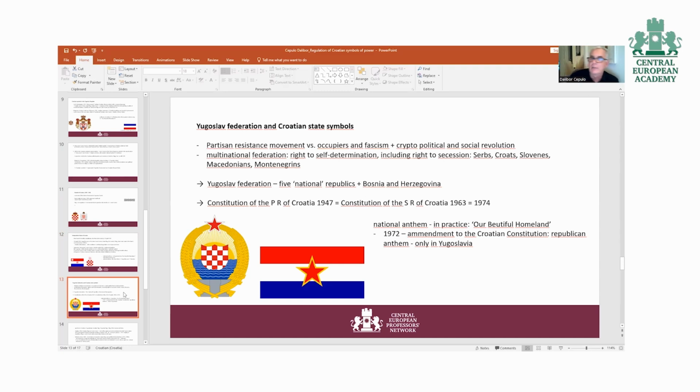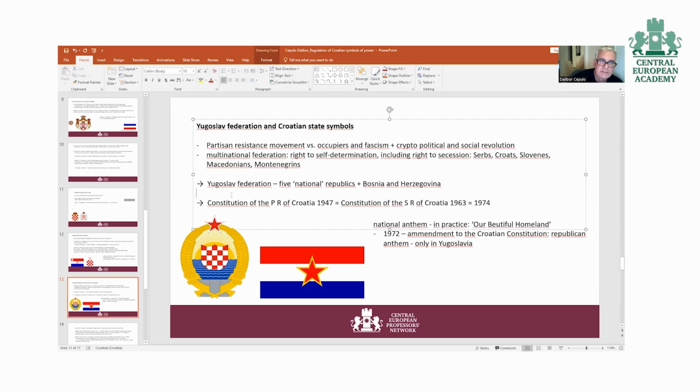The partisan resistance movement bore out a multinational federation on the Soviet model, based on the right to self-determination, including the right to secession, of Serbs, Croats, Slovenes, Macedonians, and Montenegrins. Five nations, six republics. So according to the Soviet model, each of the five nations, Serbs, Croats, Slovenes, Macedonians, and Montenegrins, had its own national republic, plus Bosnia and Herzegovina as a multicultural, multinational republic.